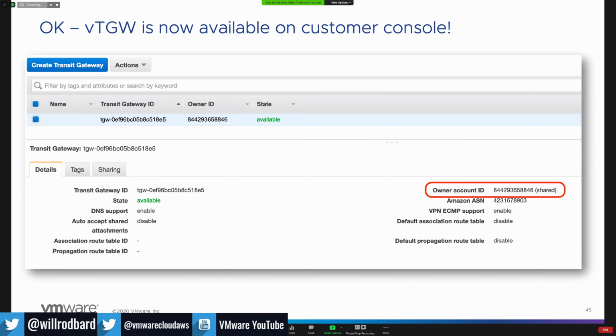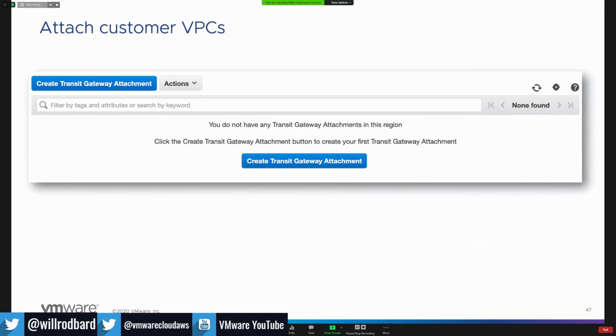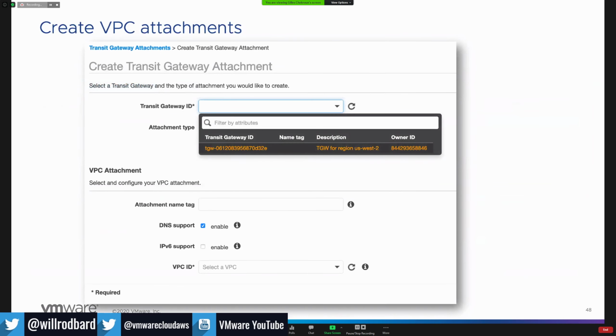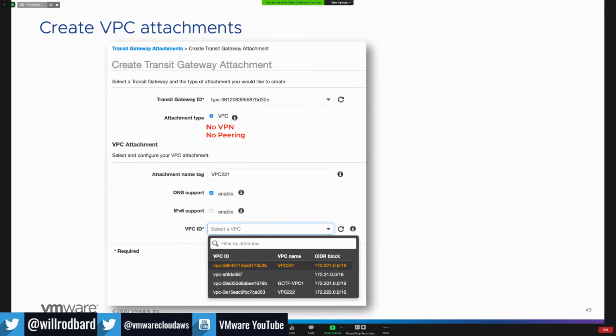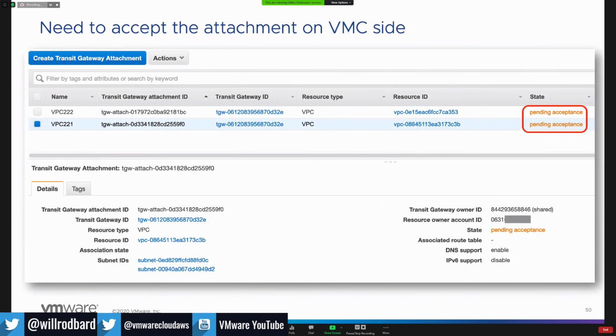Great. So I have a transit gateway. I can now attach my VPCs. So I go and create a transit gateway attachment. I select my transit gateway, the one that was shared with me, and I attach my VPC. Here I attach my VPC 221. Okay, and I can do the same with 222. So I now have two attachments that are pending acceptance. Okay.